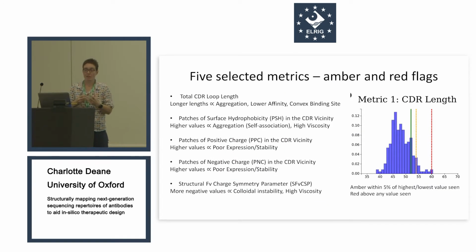So what we end up with is 5 metrics. You could have picked other things. I'm not claiming that this is the best possible list, but I can tell you that in this list you have things that relate to the way we would think would make antibodies have good biophysical properties. So if we think about something like total CDR length, longer lengths probably relate to aggregation or lower affinity or some form of convex binding site. Patches of surface hydrophobicity, if you've got too high a value, you might be thinking about aggregation or high viscosity. And your positive charge or negative charge, effects on expression and stability. And then there's this colloidal instability and high viscosity that people have linked to structural charge symmetry between the two parts of the FV.